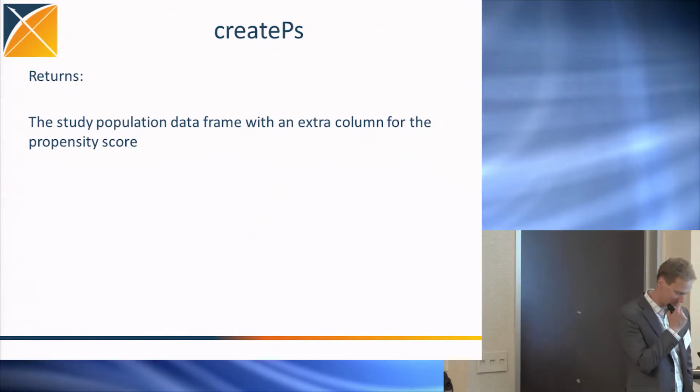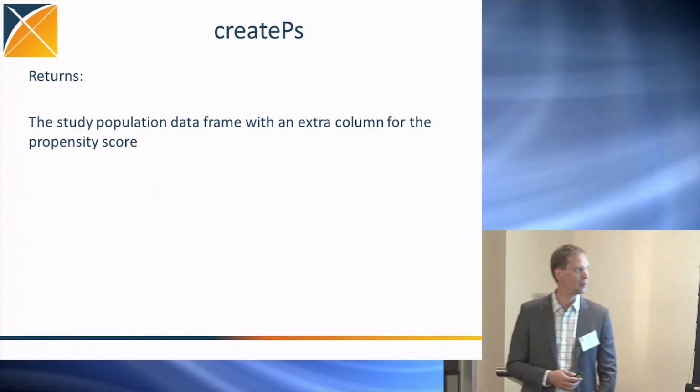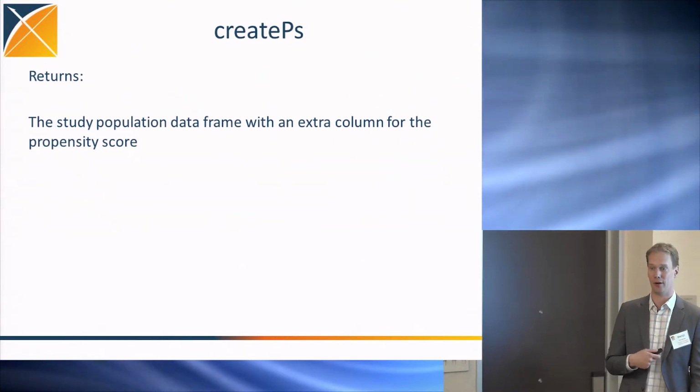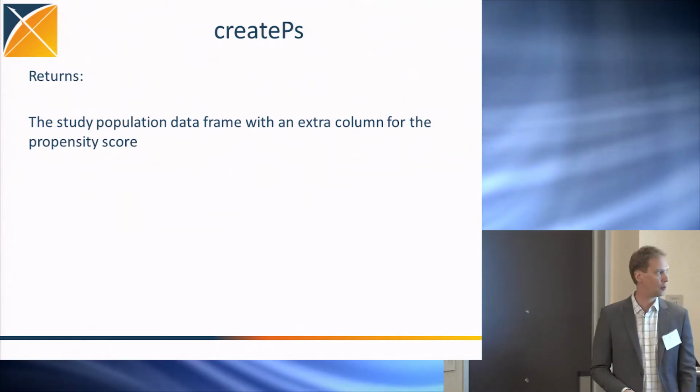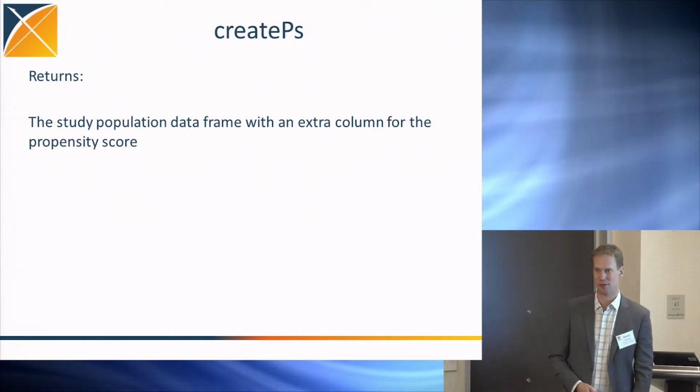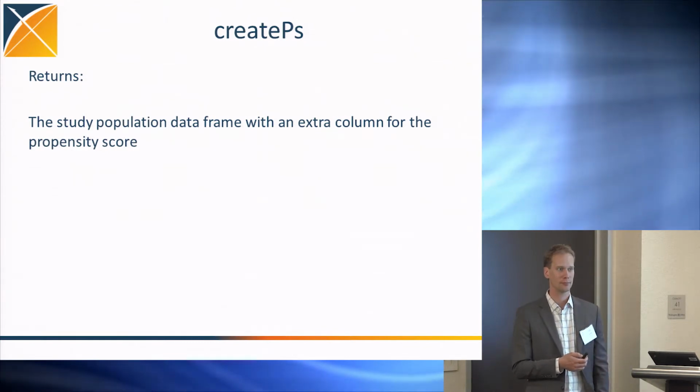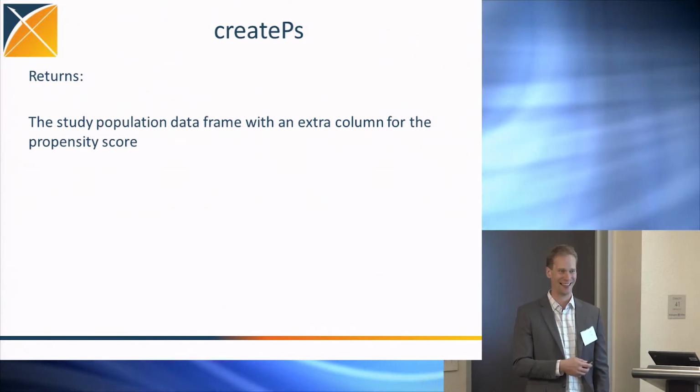Okay, good. All right, so this function returns, again, a data frame. It's actually the same data frame as what went into it, but it will have an extra column that contains the propensity score. 10 hours later, one extra column. Exactly.